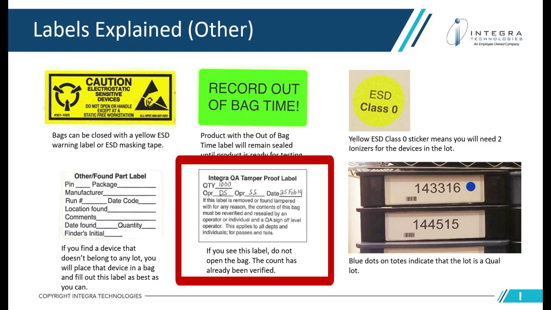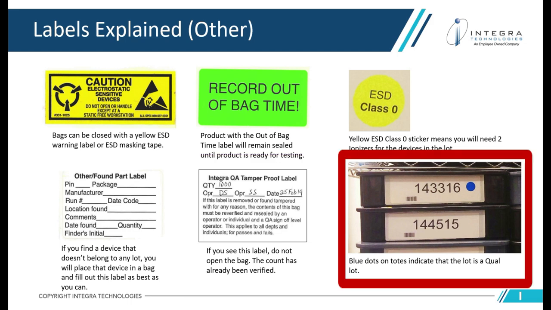The Integra QA tamper-proof label is used for any passes that have passed a step. This label is indicating that the count has been verified and that the bag should not be opened. The blue dot on the outside of a tote indicates that this lot is a qual lot. You must be qual certified to process the devices within this tote and lot.